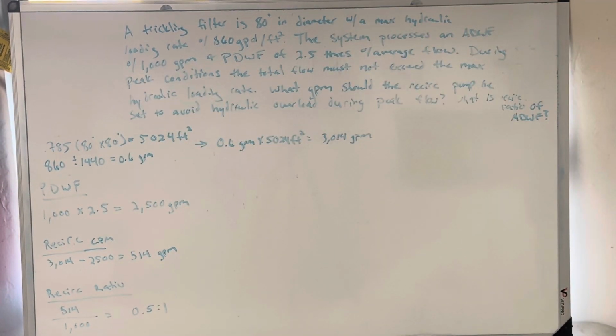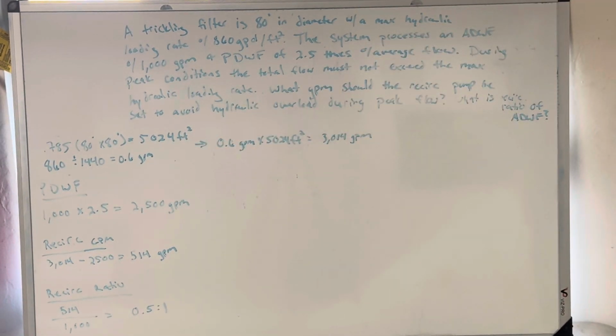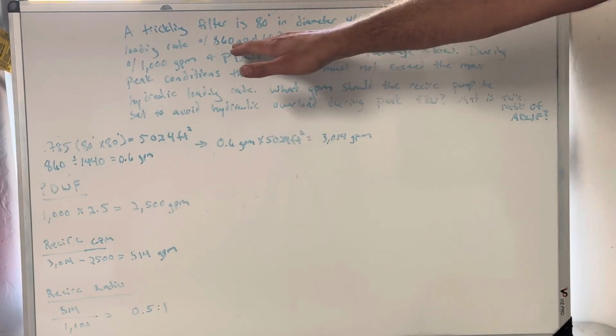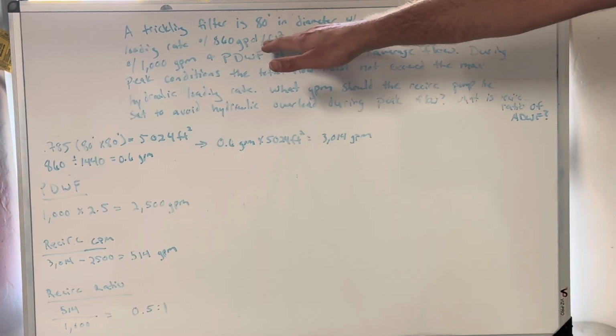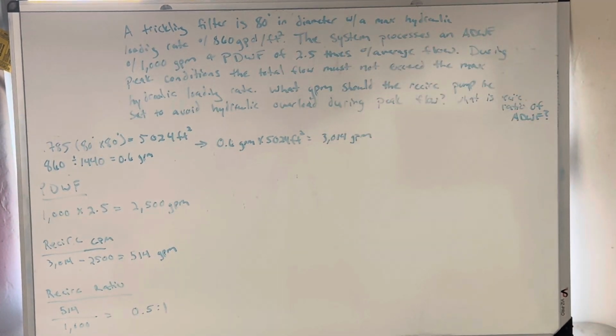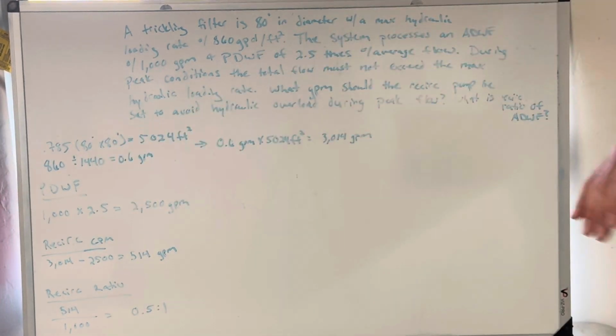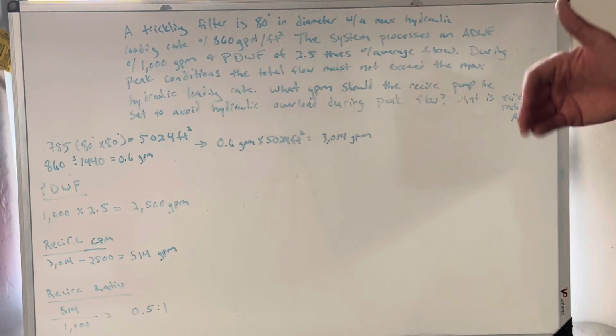80 times 80 times 0.785 is 5,024 square feet. Now I've got 860 gallons per day per square foot, but remember, I'm being asked for gallons per minute. I got to figure out how much gallons per minute this trickling filter can take. So I'm going to take 860 gallons per day per square foot and divide by 1,440 minutes in a day.